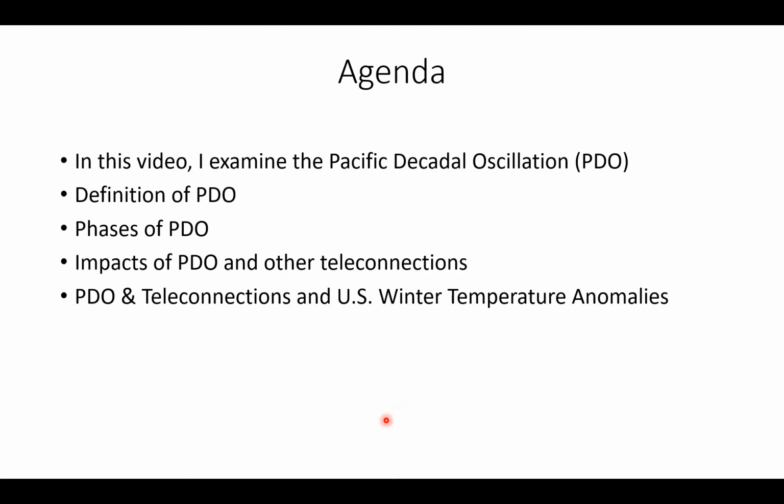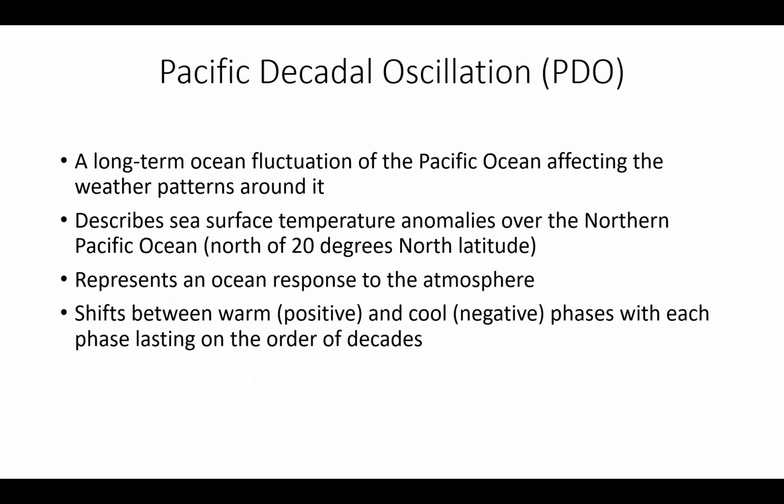We're going to start with the agenda. In this video, I will examine the Pacific Decadal Oscillation, or PDO. We'll take a look at the definition of PDO, the various phases of the PDO, and the impacts of the PDO in association with other teleconnections. And then we'll look at the PDO along with those teleconnections, combine them, and then look at the U.S. winter temperature anomalies, combining PDO and various teleconnections. So let's take a look here.